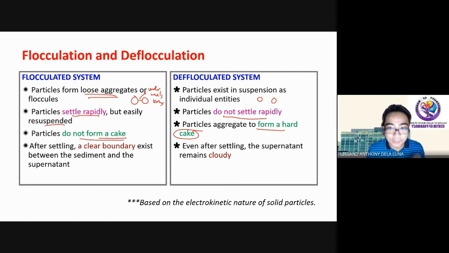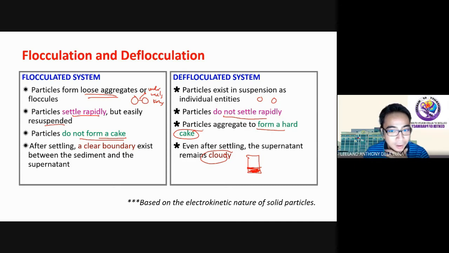Unlike that of a deflocculated system, even after settling, the supernatant liquid remains cloudy. At the same time, may cake ka na, a solid cake here. Alright? So technically speaking class, mas maganda yata ang deflocculated system kaysa sa flocculated system. Pero ano ang risk kapag ang ating suspension exists as a deflocculated system? The risk of forming a cake is much higher.